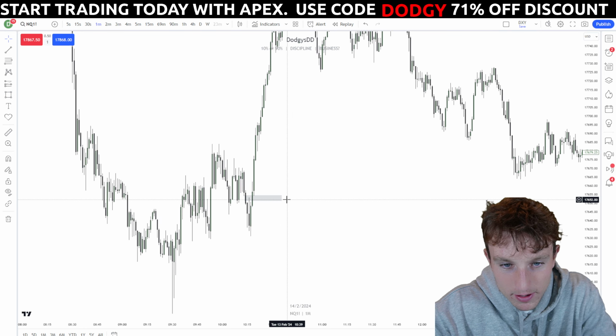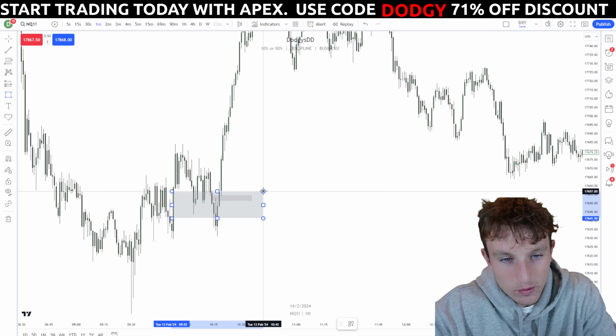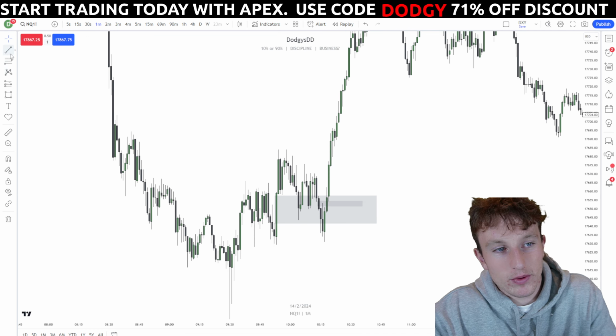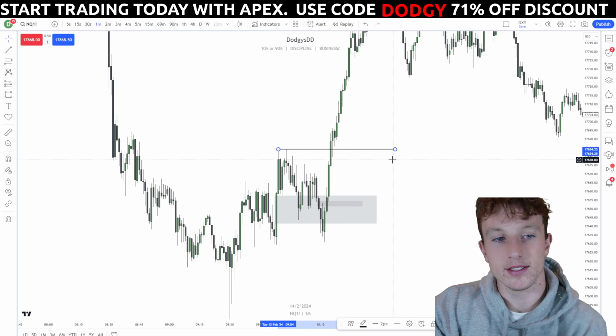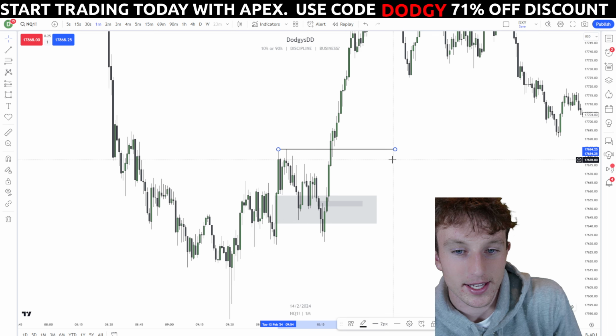So it's basically this 1-minute inverse. A lot of people are wondering why this didn't work, and we had equal highs. I didn't like it, and yeah, I just didn't like it because we had equal highs.